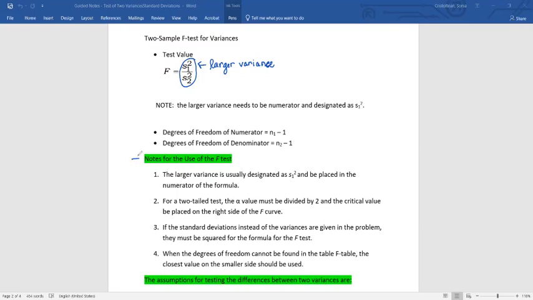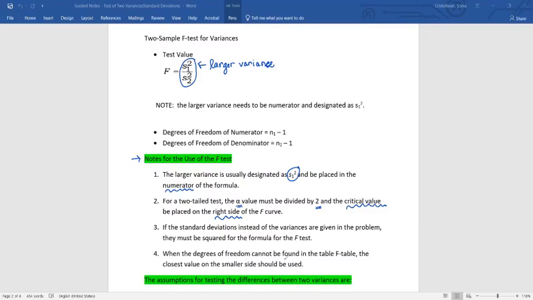Again, note for the use of the F test: the larger variance is designated as S1 squared, and it is placed in the numerator. For a two-tailed test, alpha must be divided by 2. And the critical value, if you go through the table, should be placed on the right side of the curve. If the standard deviations, instead of the variances, are given in the problem, they must be squared for the formula for the F test.